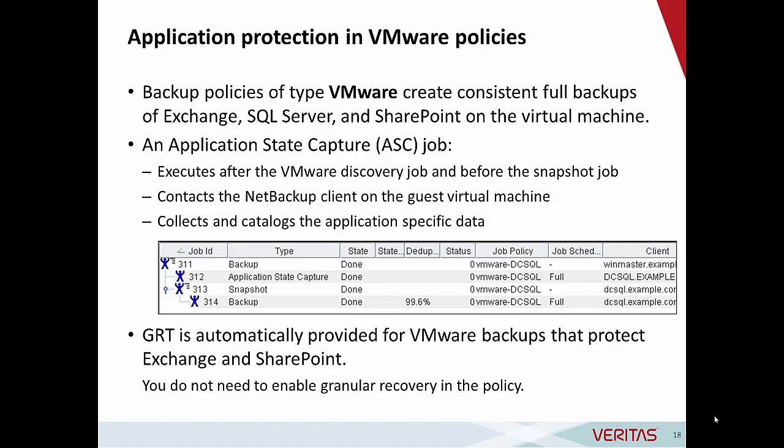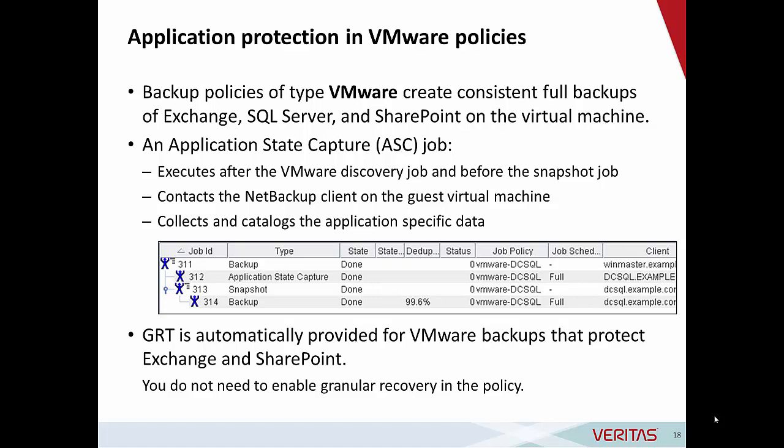And then 314 is the actual data movement. This is the backup job where the NetBackup backup host reads the snapshot created by the ESX server and writes it to tape or disk. And then after this process is completed, GRT can take place, where NetBackup will index the granular items inside Exchange or SharePoint.